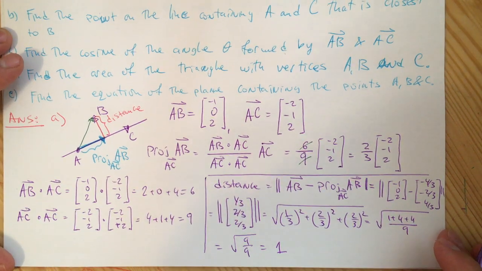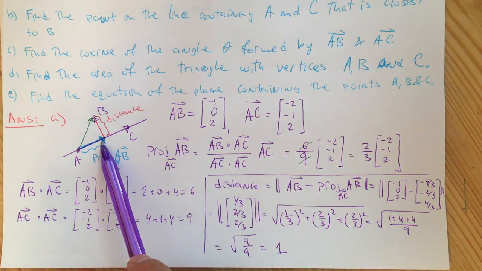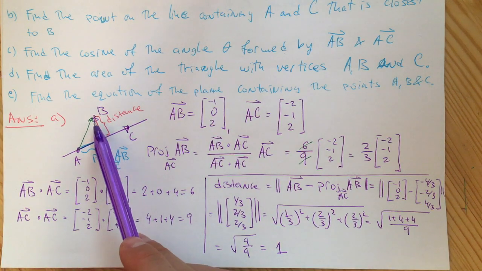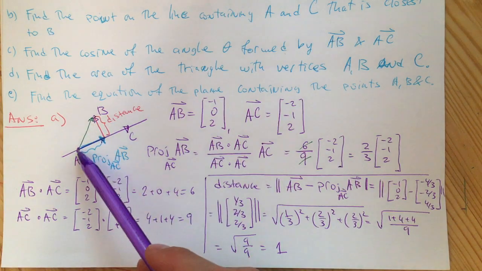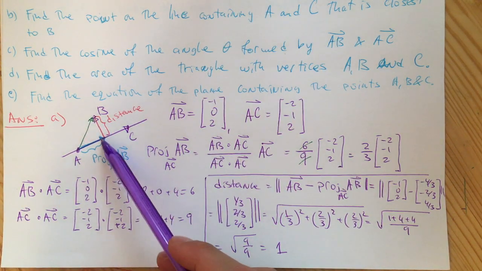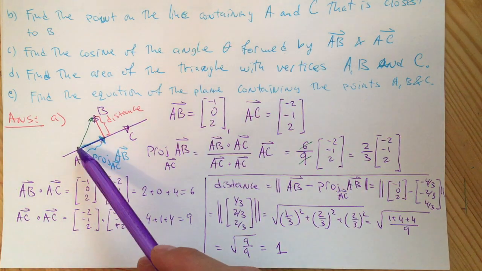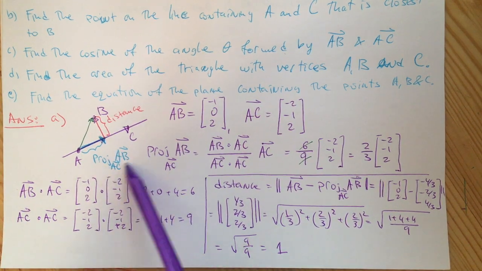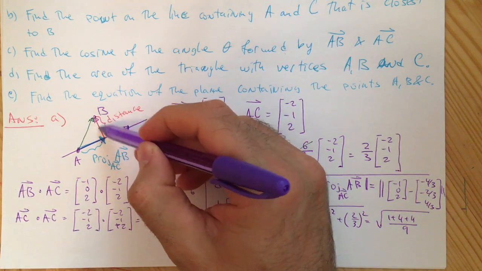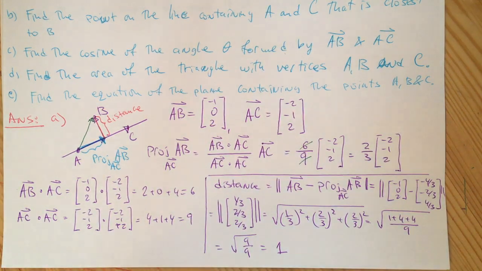Okay, so one more time, how do you find the distance from B to this line? I defined the vector AB, I defined the vector AC, I projected AB onto AC, that gave me this blue vector right here. If you find the difference between AB and this vector, I'll get the red vector. The magnitude of the red vector is nothing else but the distance from B to that point.